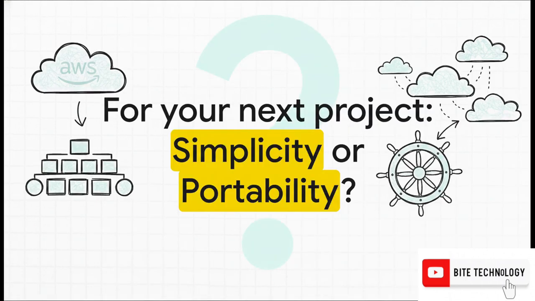And that really leaves us with the final question, the one you should be asking yourself for your next project. What truly matters more to you and your team? Is it the deep, seamless integration and beautiful simplicity of a service like ECS? Or is it the power, control, and multi-cloud portability that you get from an orchestrator like Kubernetes? The answer to that question will point you to exactly the right tool.